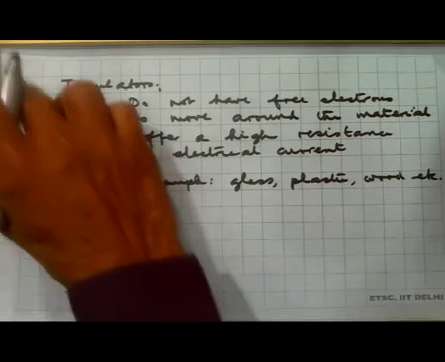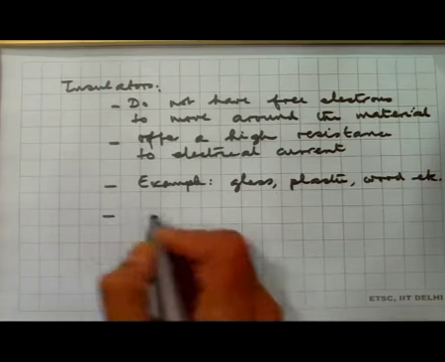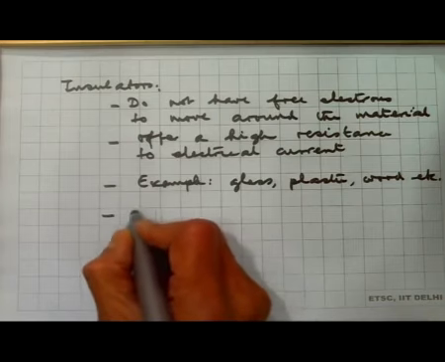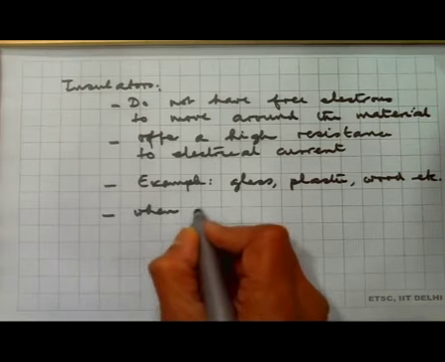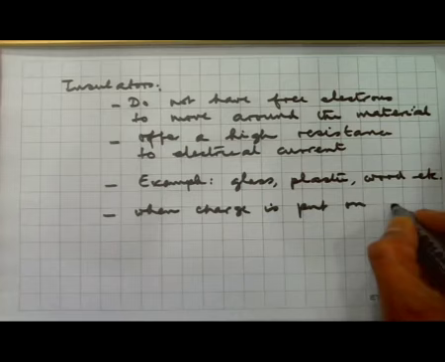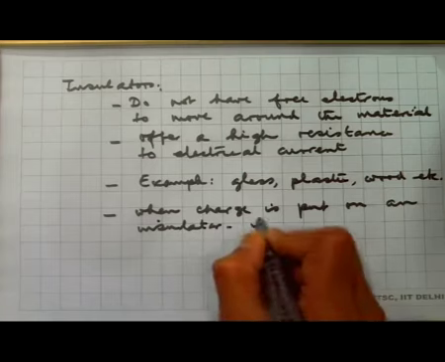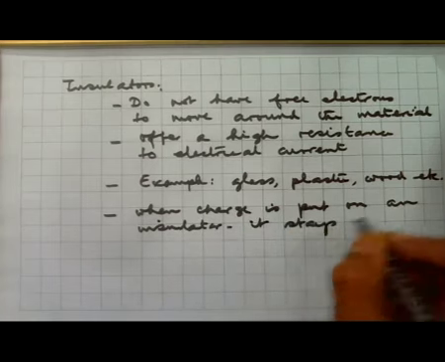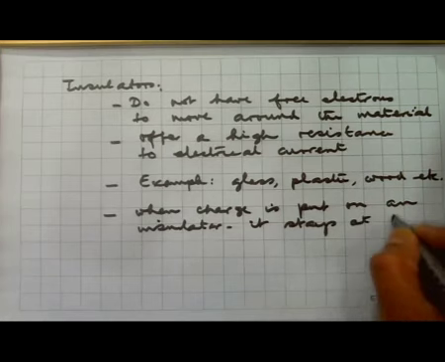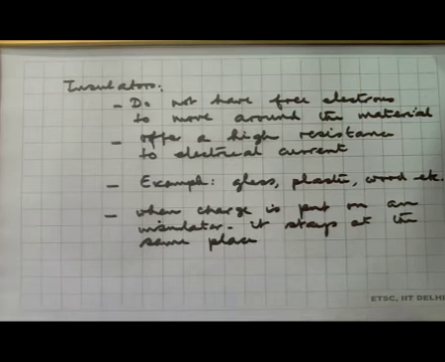So, most materials that you see fall into either insulators or conductors, and when a charge is put on an insulator, it stays where you put it. It stays at the same place, because it has no freedom to move from one point to another point within the material.